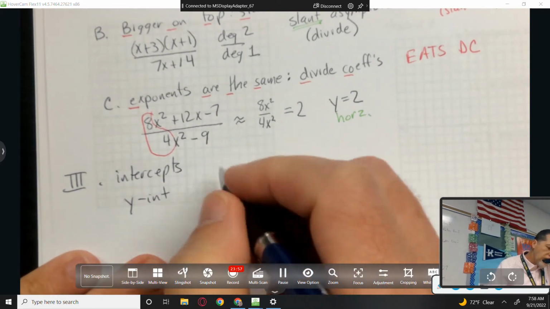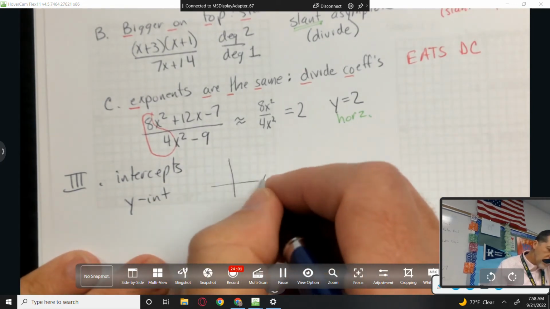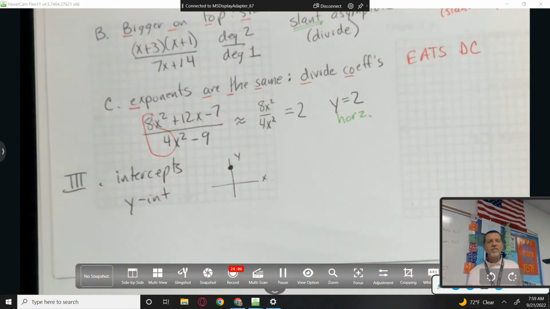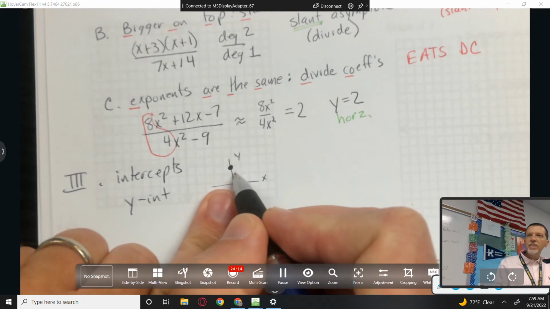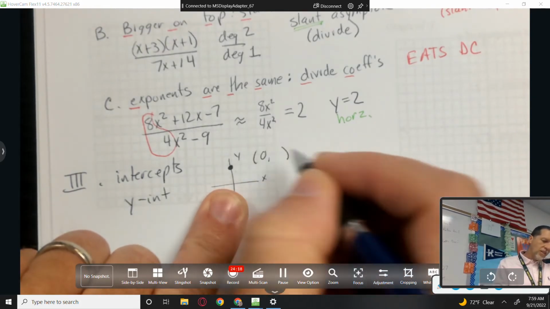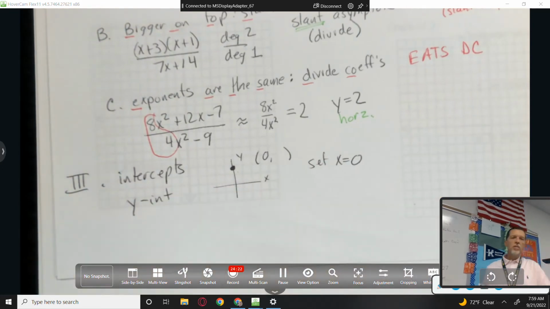So first, to find a y-intercept, x, y, where it crosses the y-axis. Do you remember how to find a y-intercept? Or what coordinate do you know of this y-intercept? The x is 0. So y-intercept, set x equal to 0.